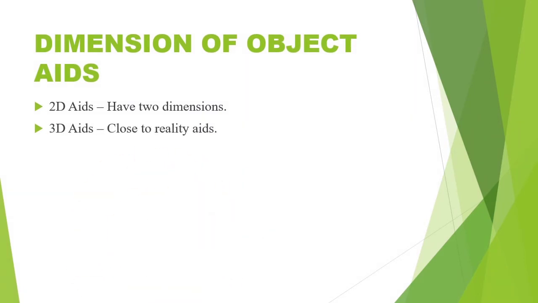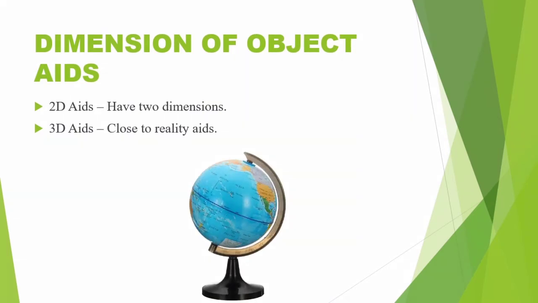Next, we have the 3D aids, which are close to reality aids. This type consists of converted experiences where reality is altered or simplified for teaching purposes. For example, we have the globe, which is the physical representation of our planet Earth.